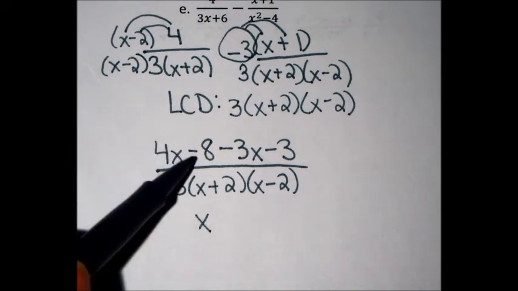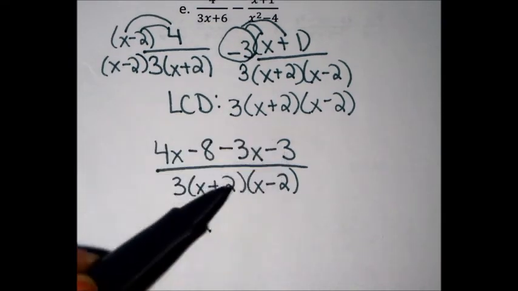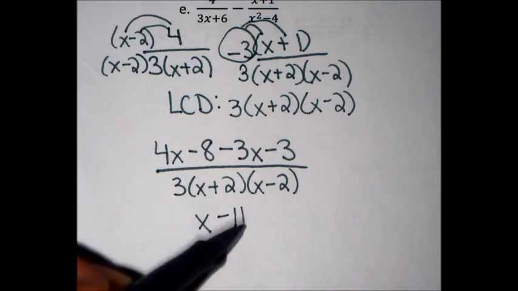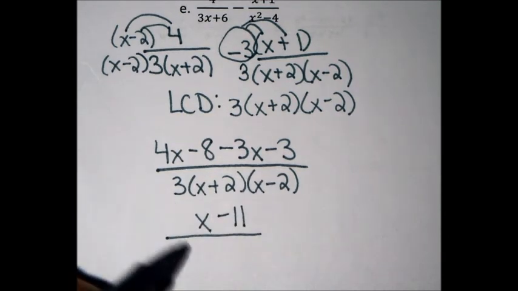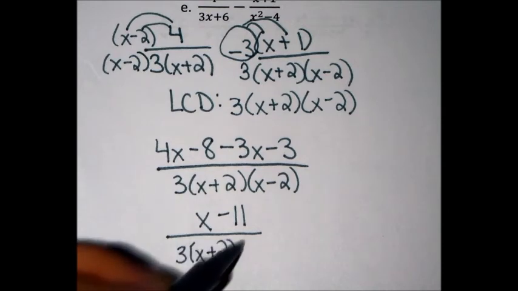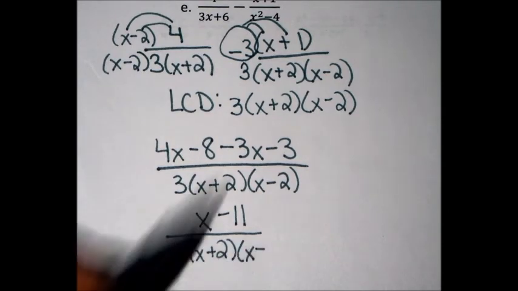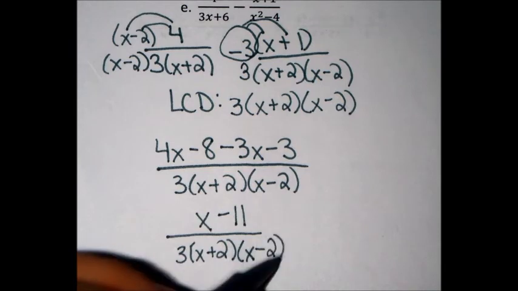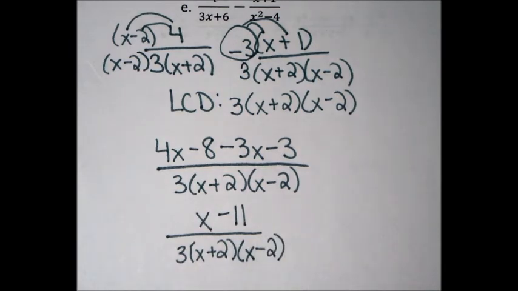4x minus 3x gives me just x. Negative 8 minus 3 gives me negative 11. And of course, my denominator stays exactly the same.